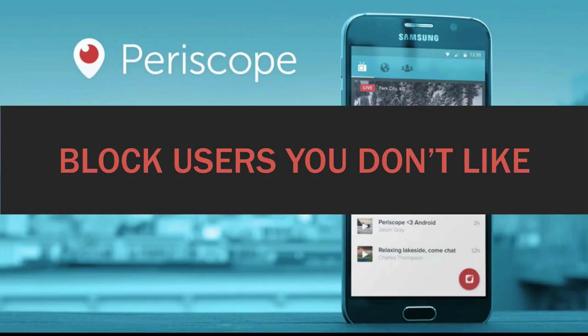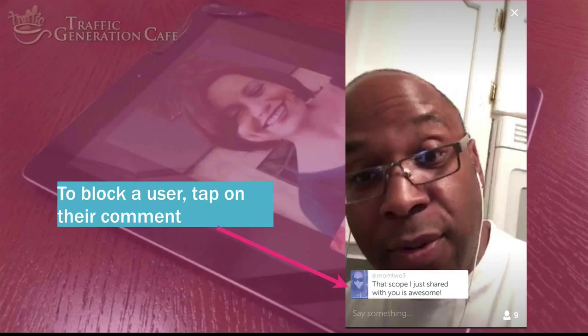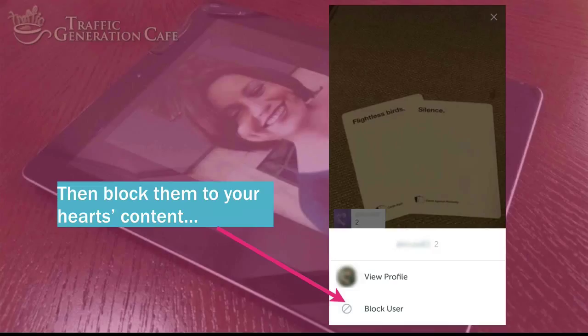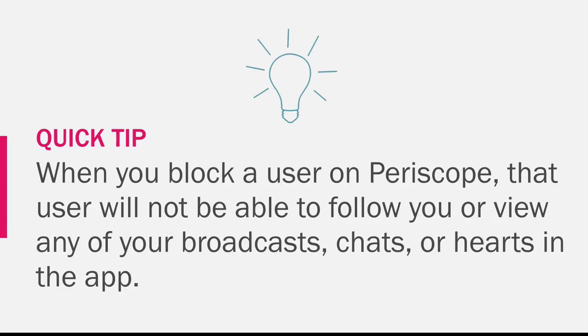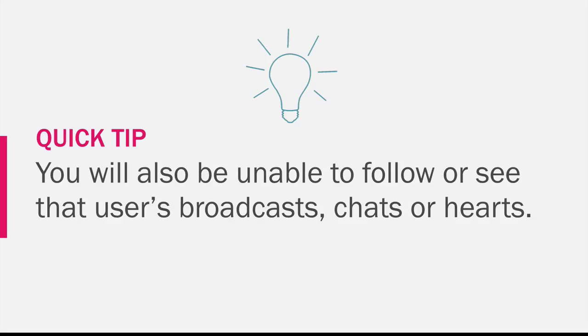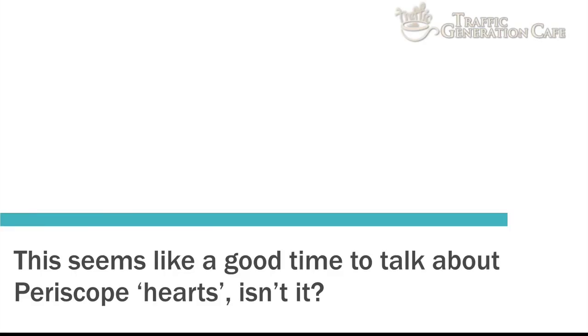You can also block users you don't like. To block a user, tap on their comment. Not that I would want to block Mom23, okay? But that's just an example. Then you can block them to your heart's content. Here's a quick tip for you. When you block a user on Periscope, that user will not be able to follow you or view any of your broadcasts, chats, or hearts in the app. You will also be unable to follow or see that user's broadcasts, chats, or hearts.